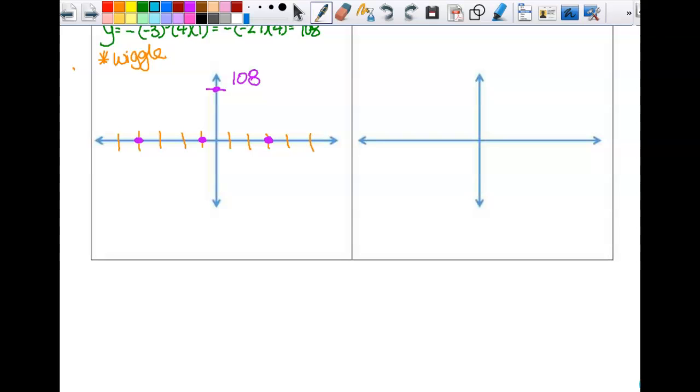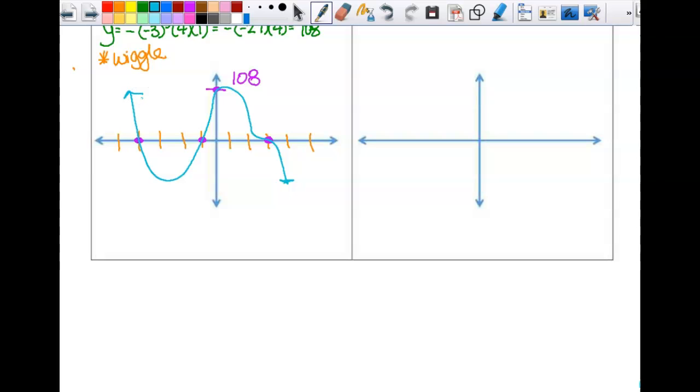So I start up. I kind of do a dry run first. I start up, come down through here, I'm going to go up through, I'm going to hit 108, and then I'm going to wiggle right there. So I think everything looks okay. So I come here, I go up, and then I have a point of inflection right there. Looks something like that.